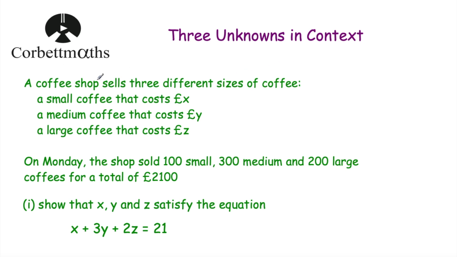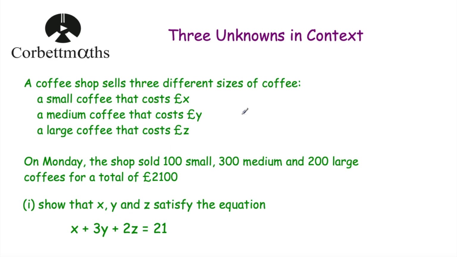So here we've got a coffee shop that sells three different sizes of coffee. They sell a small coffee that costs X pounds, a medium coffee that costs Y pounds, and a large coffee that costs Z pounds. On Monday, the shop sold 100 small coffees, 300 medium coffees and 200 large coffees for a total of £2,100. Part 1 of this question says to show that x, y and z satisfy the equation x plus 3y plus 2z equals 21.